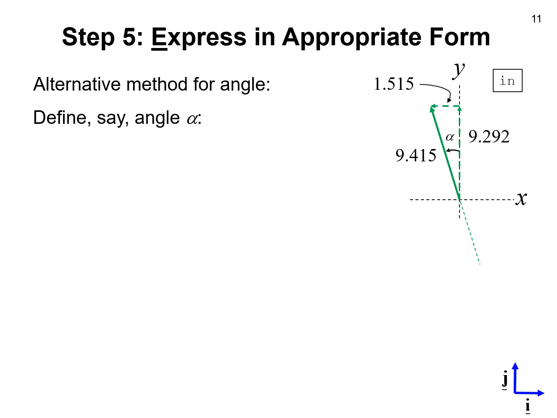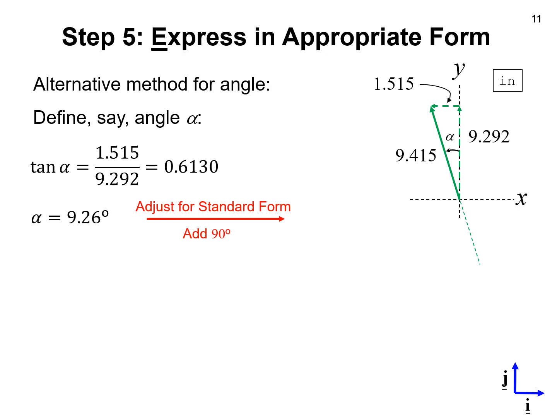So let's say you define an angle called alpha in that triangle. And I could say, for example, in this case, the tangent of alpha is positive 1.515 divided by 9.292. And I get 0.6130 by approximation for this. If I do the inverse tangent, I get 9.26 degrees. And that's a great step, but not yet quite the final form. I still want to remind you that we have to give the angle relative to the x-axis. So in this case, I'm going to add 90 degrees, and you'll see that I still get the same angle, 99.26 degrees.